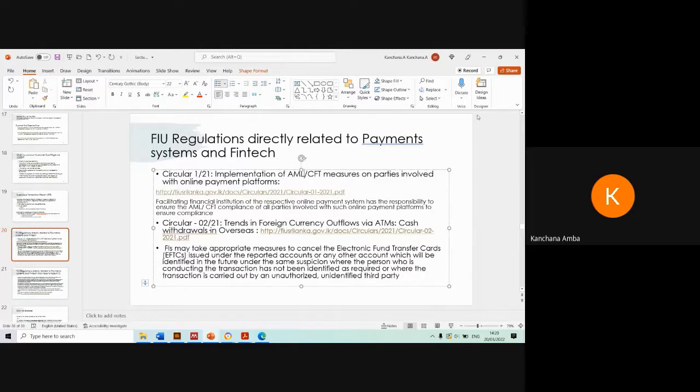And this was a serious issue in 2021, and financial institutions were told to take appropriate measures to cancel the electronic fund transfer cards issued by the reported accounts or any other account which will be identified in the future, under the suspicion where the person who is conducting the transaction has not been identified as required, or where the transaction is carried out by an unauthorized and unidentified third party, right? So this was the issue that these both are.